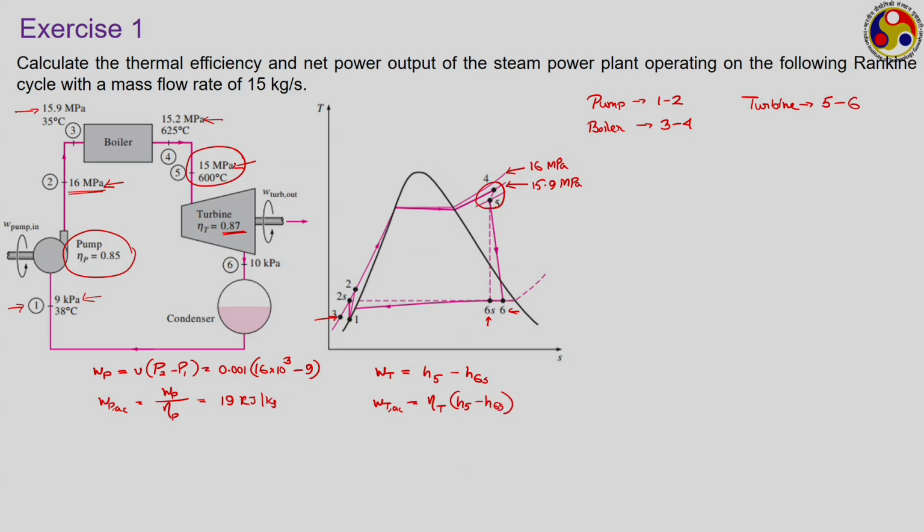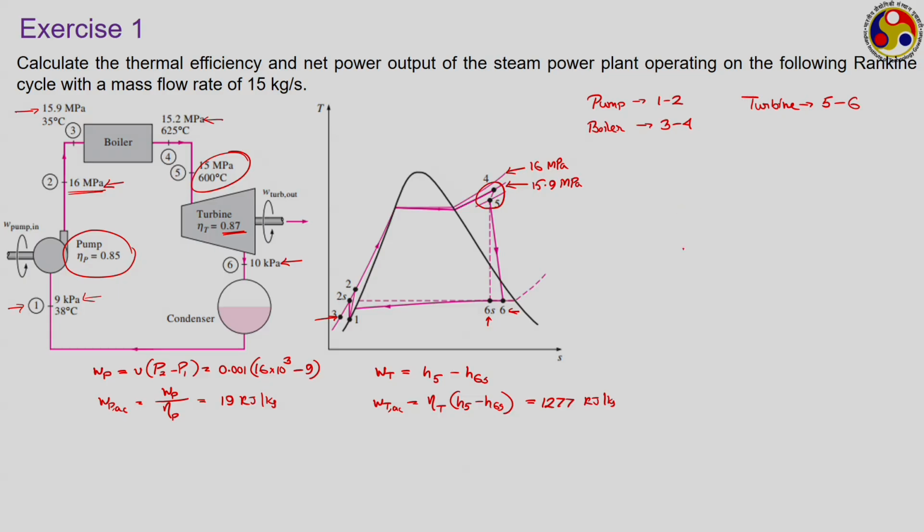Now, to calculate H5, the state is given as 15 megapascal and 600 degree Celsius. So, this is generally superheated, so you can directly get the value of H5, and then you can also get the value of entropy corresponding to this, and using that you can identify the location of 6s. So, from there you can calculate the turbine work. See, this 10 kilopascal is provided as information about the point number 6, but no information is given about the quality. So, we can't get the value of H6 directly, we have to use the efficiency for the turbine. So, this value in this particular case I have worked out to save some time, 1277 kilojoule per kg.